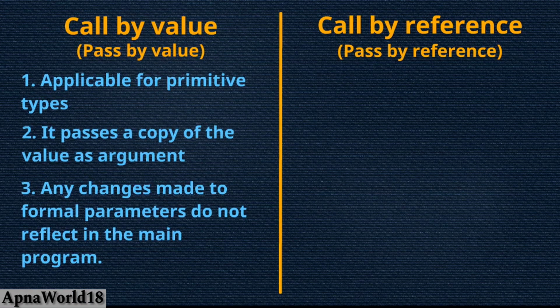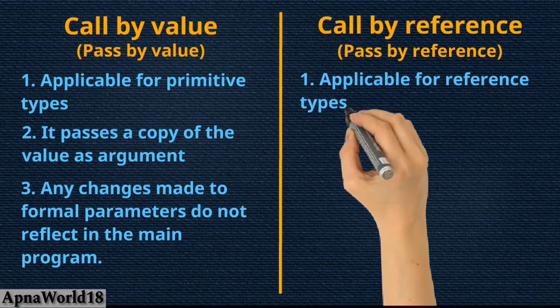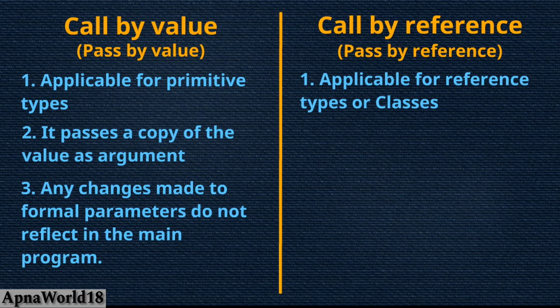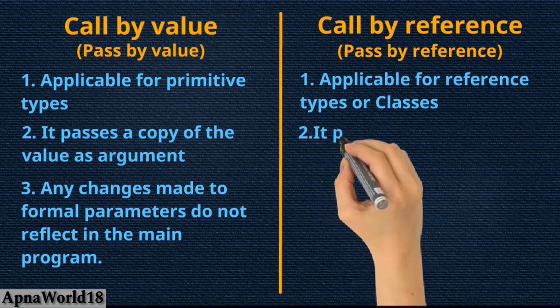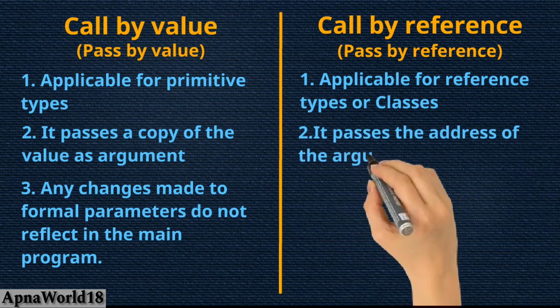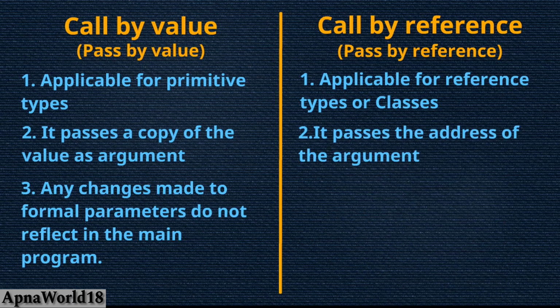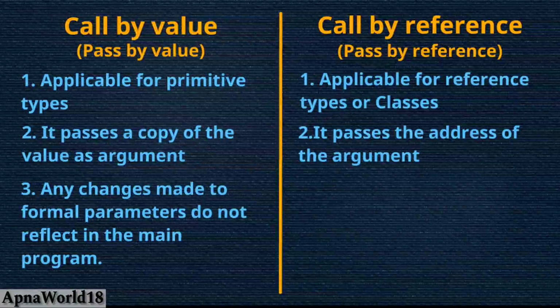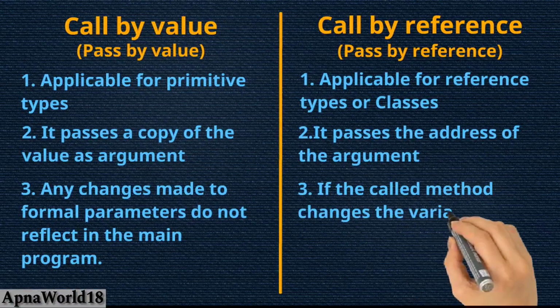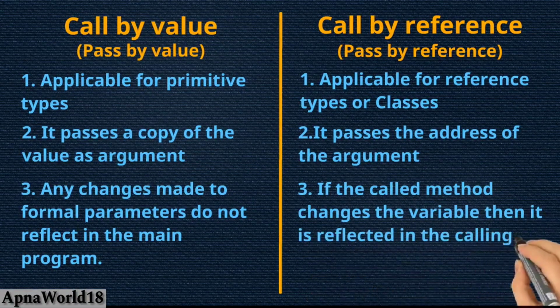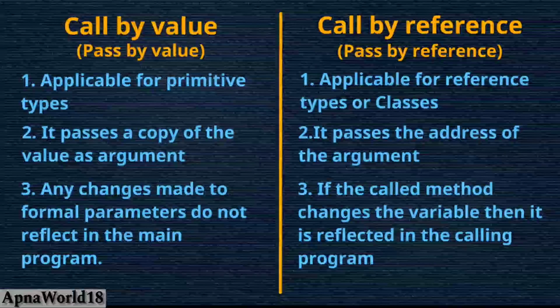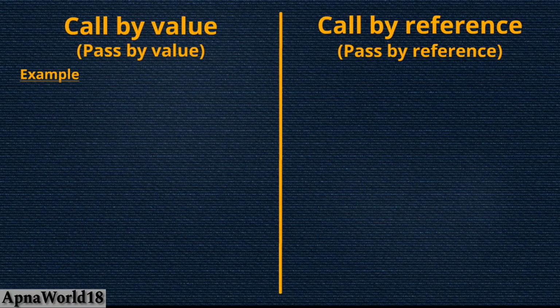Pass by reference is applicable for reference types or classes. It passes the address or reference of the variable in the method call. In this case, the formal parameter is actually a reference parameter to the actual parameter or the original values. If the called method changes the variables, then it is reflected in the calling program. Let's see this with an example.